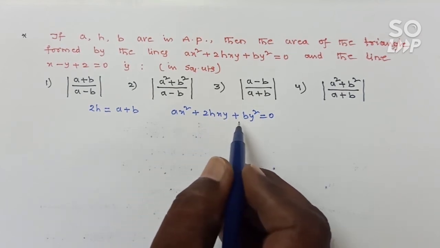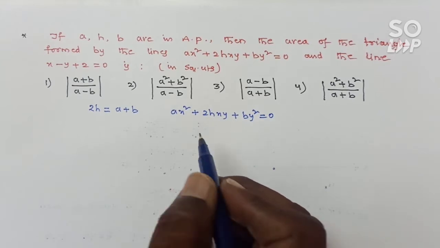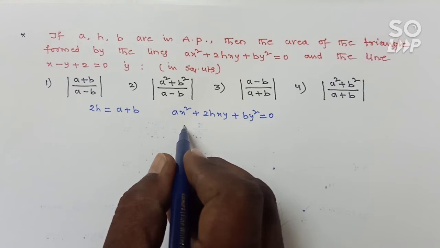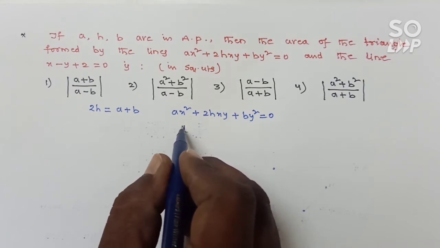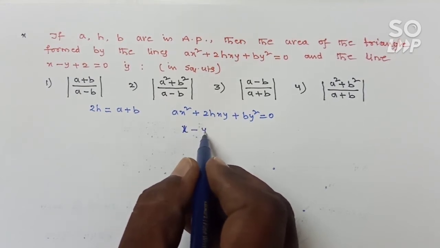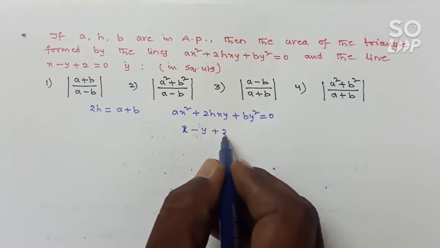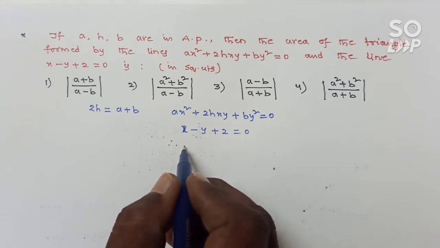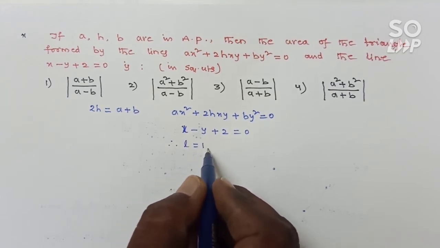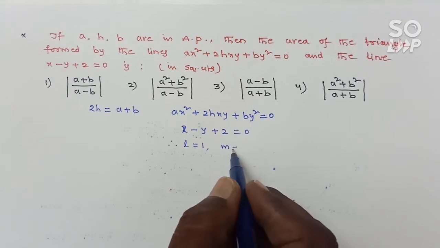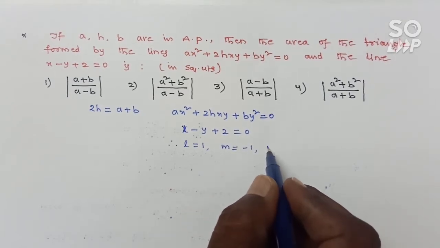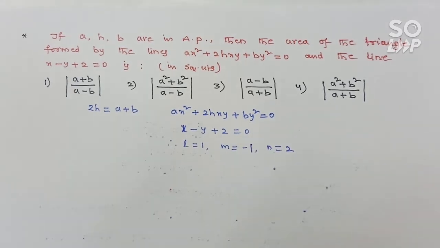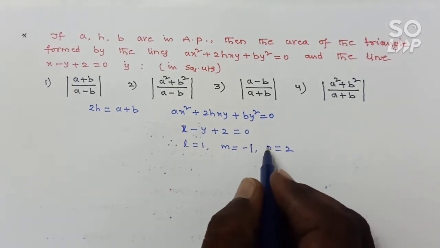So this is the standard form, standard equation. And the next third side is represented by x minus y plus 2 equals 0. Therefore, from this we can write that L is equal to 1, M is equal to minus 1, N is equal to 2.